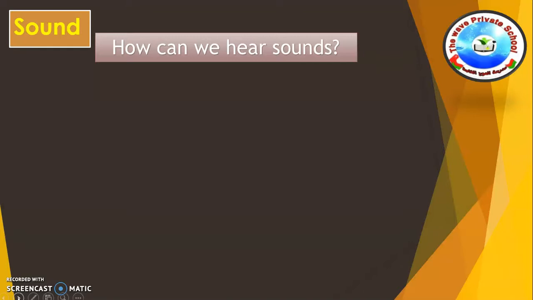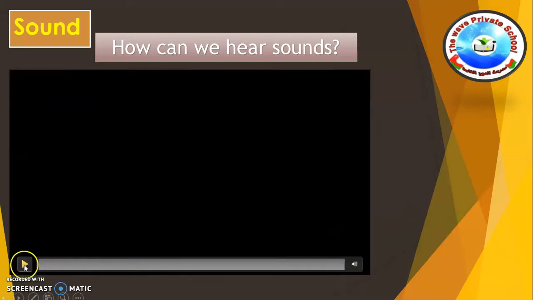If you remember in our topic in the first semester about the senses, recall what sense organ we use to hear sounds. Our ears. Very good. So when sounds enter our ears, messages are sent to our brain, and our brain helps us understand what is happening around us. So this is how we hear sound.